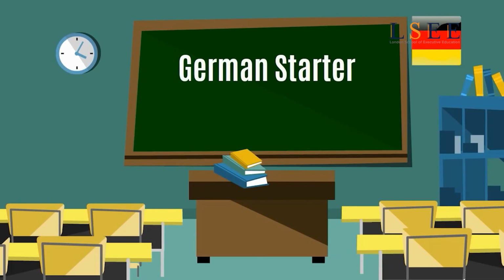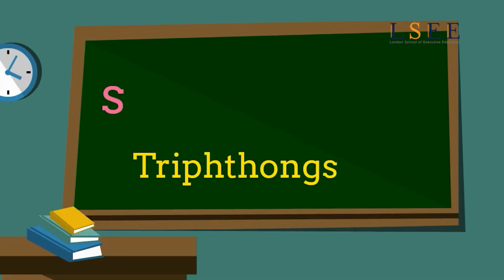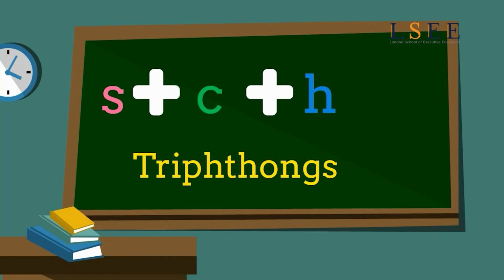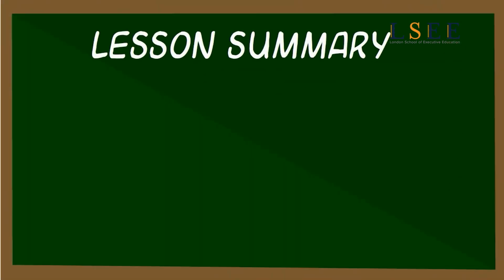Welcome to German special sounds. In this lesson, we'll learn how to pronounce the compound consonants. Compound consonants are sequences of 3 consonants with a single sound, usually a single sound. Sch, Schaf. In this lesson, you learned how to pronounce the compound consonants S, C, and H.